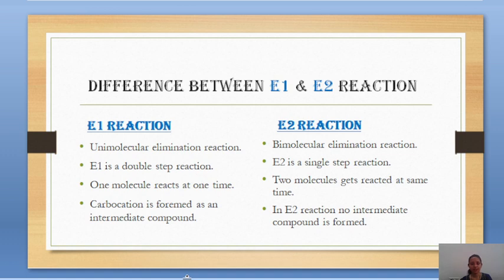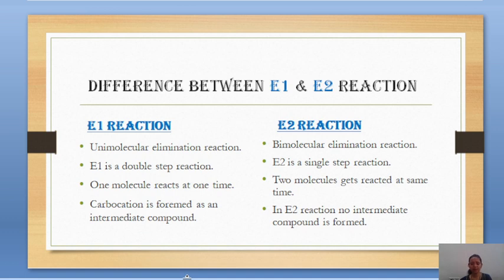Then the next point is E1 has a double step reaction and E2 is a single step reaction. From the mechanism only it is clearly visible that E1 consists of two steps for forming an alkene and E2 consists of only one step for forming an alkene. Then the next point is in E1 one molecule reacts at one time. But in E2 reaction, two molecules react at the same time.